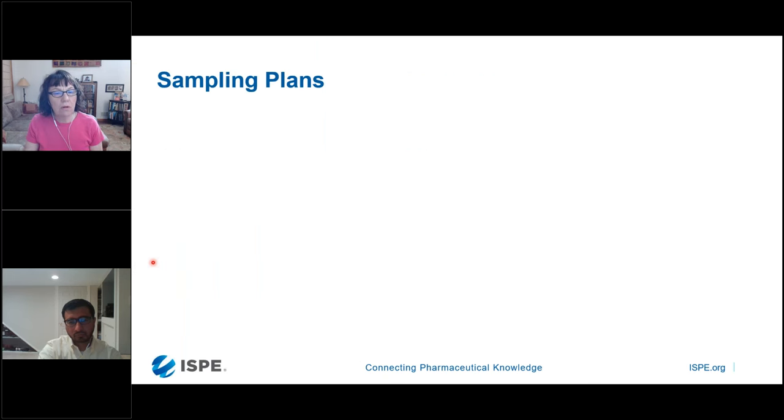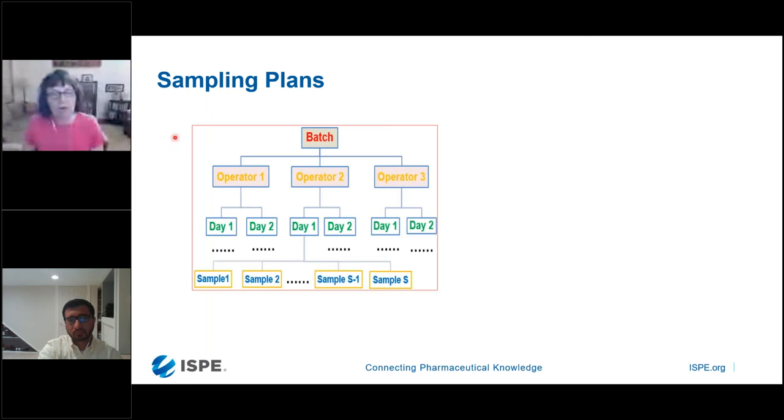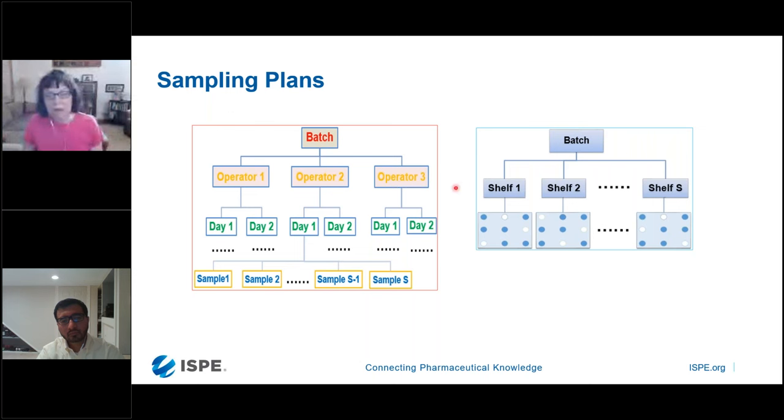So here are some pictures of intra-batch variability. Here we have a situation. We have a singular batch. We think there might be differences in the way the operators perform. This is a gauge R&R type study that you actually might do for analytical methods. This is an intra-batch sampling design.